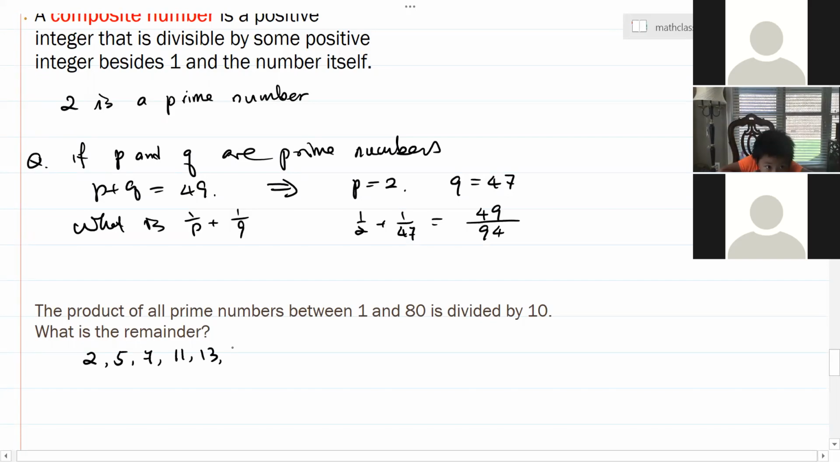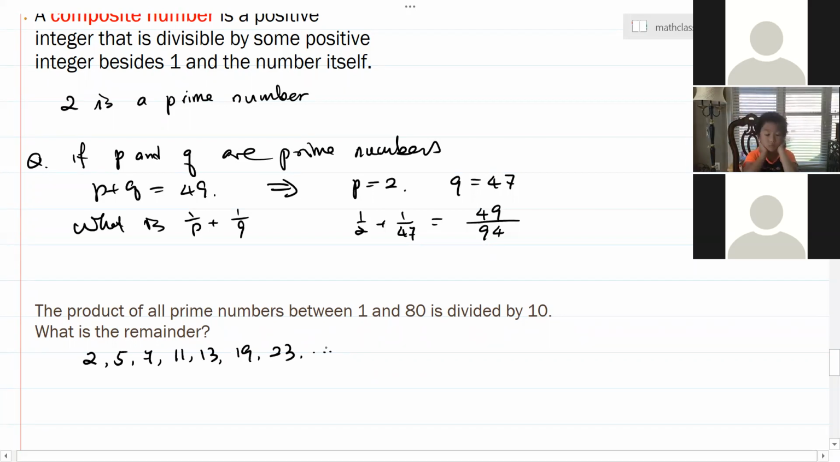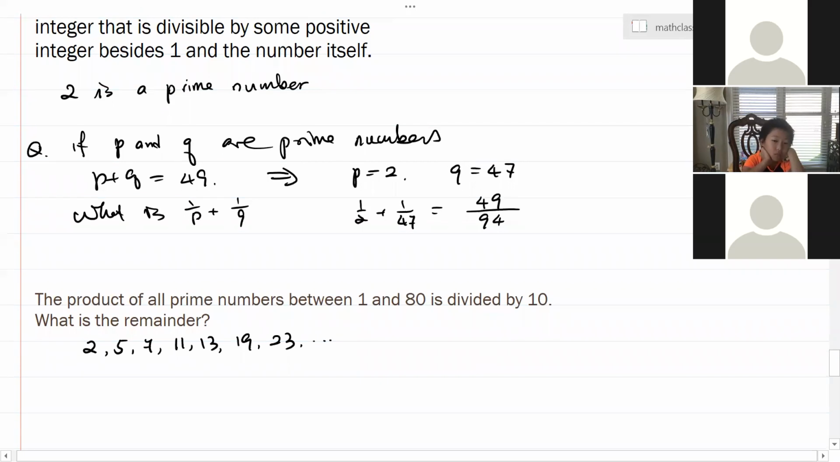17, 19, 23, and maybe you can quickly get to some number close to 80. Maybe I could change 80 to 1,000 or 1 million, right? So I chose the number 80, just making sure it's not too big. Some students are probably tempted to write down all the prime numbers.